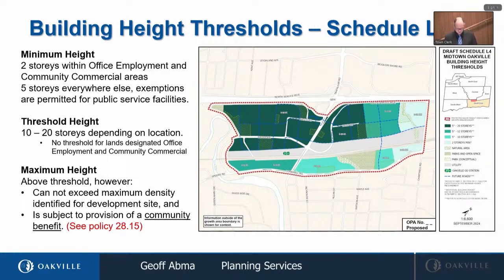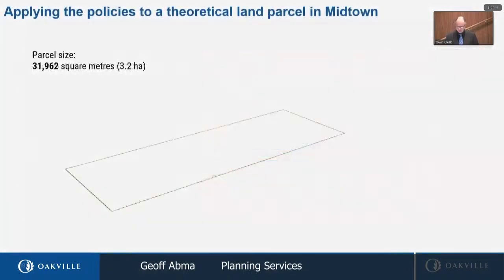Let me move on and walk through a theoretical example to illustrate how some of all this might work together out on a site. So here's our theoretical parcel of land. The parcel is about 3.2 hectares in size, or just shy of 32,000 square meters. And let's say for this parcel that the OPA says that it's urban core.